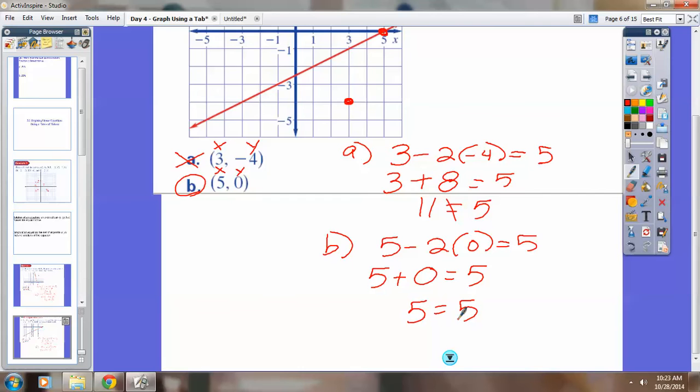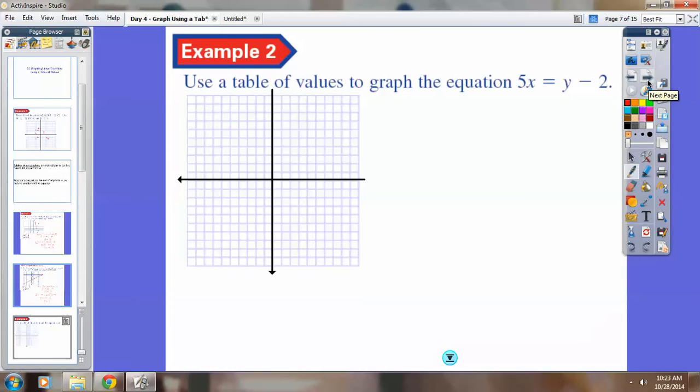Go to the next slide if you would. Example 2 on the top. It says use a table of values to graph the equation 5x equals y minus 2. Alright, do you know what I mean by a table of values? That's an XY chart. In order to use an XY chart, we need to have one variable by itself. I need to have one variable on one side of the equation by itself. Do I have that currently? I don't. I have 5x and I have y minus 2, but neither of them are alone.